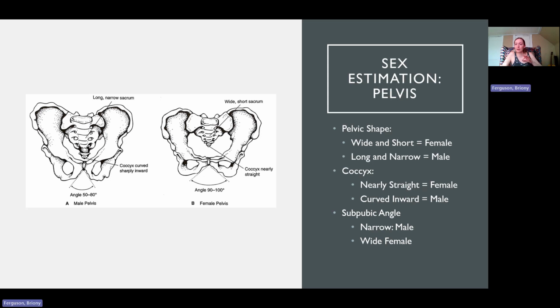In males, it's going to be very narrow. It's going to be kind of that V shape, or I guess not really V, more like just triangle shaped. In females, it's going to be very wide. And on top of being very wide, it's going to have more of a U or curve shape, a little bit more like a parabola. And again, that has everything to do with the way that it has to work so that we can have children.